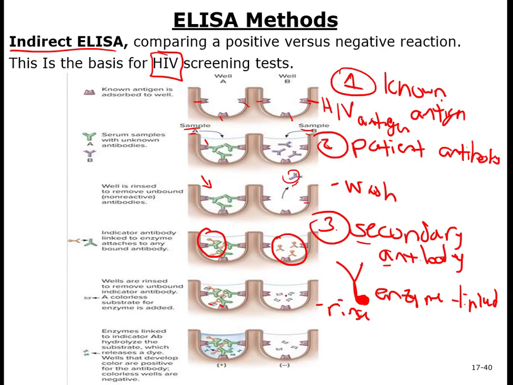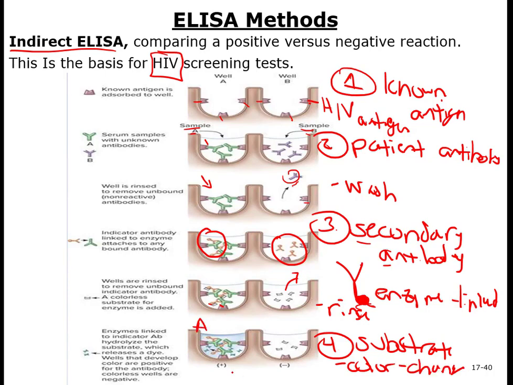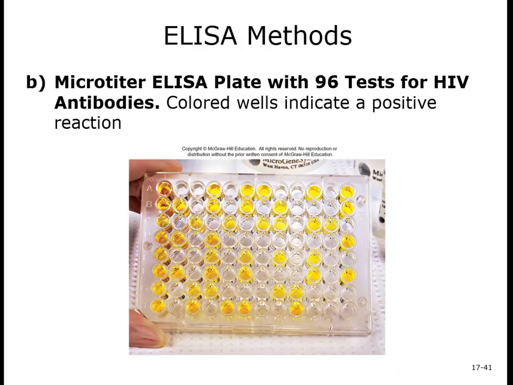But in patient B, we've now rinsed away all of the secondary antibody. In our final step, step 4, we're going to add a substrate that's going to interact with the enzyme on the secondary antibody. This substrate is going to cause a color change. So what you see for patient A is that this substrate interacts with the enzyme on the antibody and it causes the color to change. Whereas for patient B that was negative, there's no color change. So as I mentioned, color change indicates positive, no color change indicates negative.